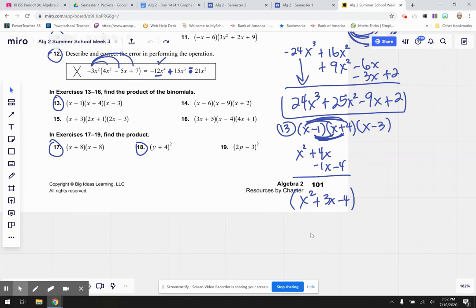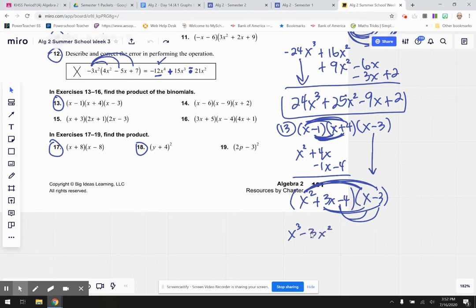Then you bring down this x minus 3. And you just do what I said before. You are just going to take this first term and distribute it to both terms. The second term goes to both terms. And the third term goes to both terms. So when I multiply x squared times x, I get x cubed. X squared times negative 3 would be negative 3x squared.